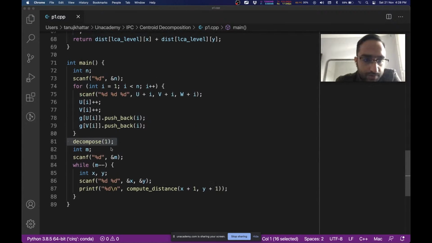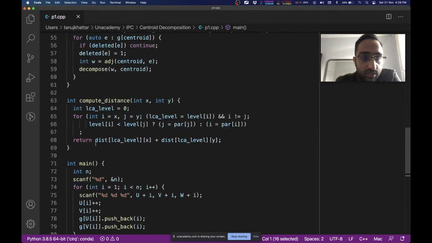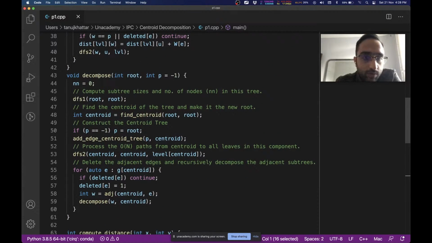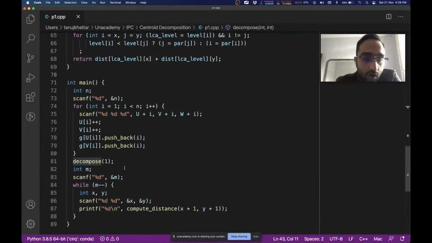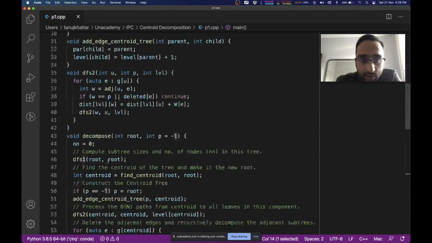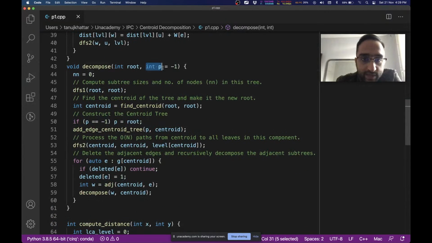Okay, so then I call my decompose function. The decompose function is responsible for doing the centroid decomposition. I call decompose on node one. This is an arbitrary node, since I have one based indexing. You can choose any node. And initially, the parent is set to -1. The parent is basically the centroid of the tree which was decomposed before this step.